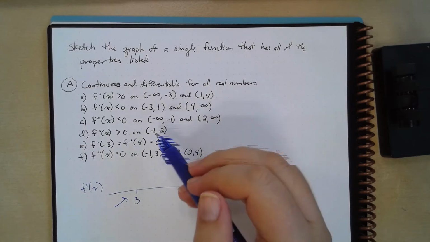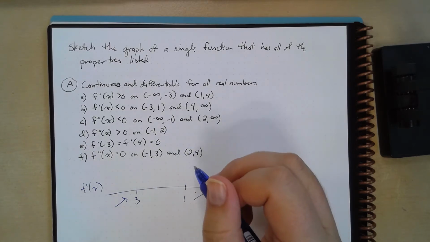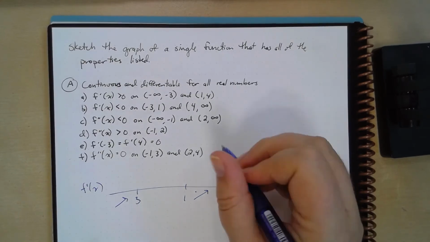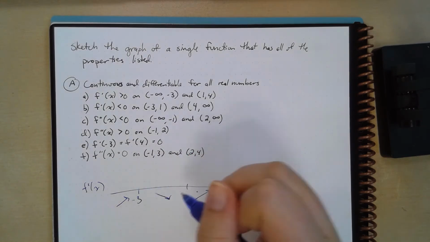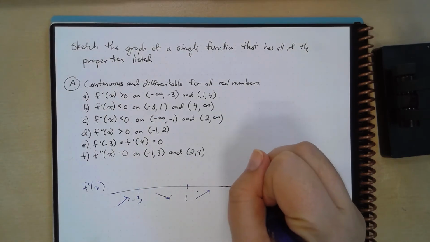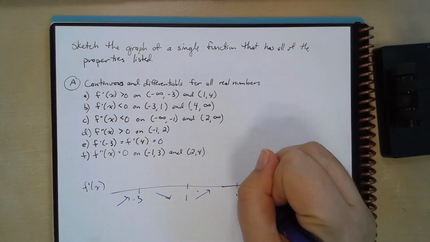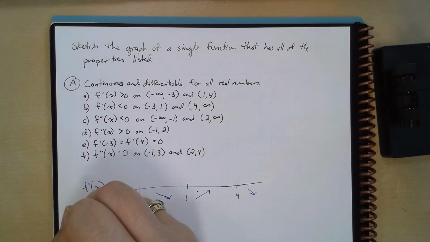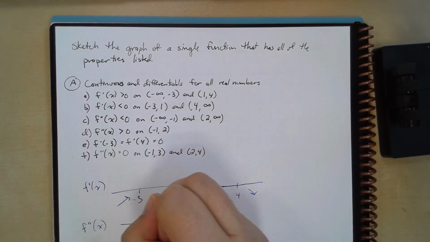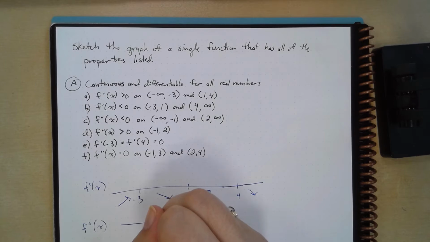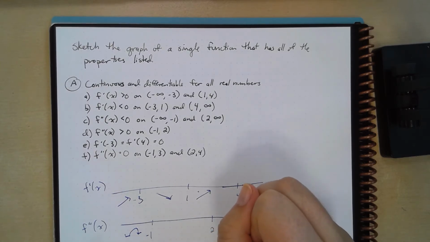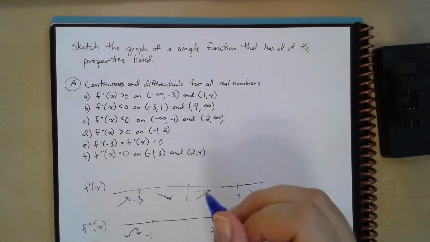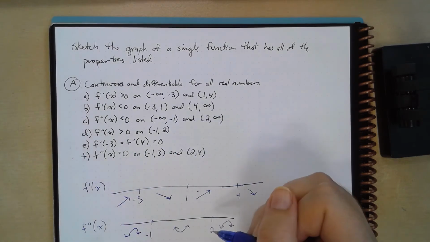But it's less than 0 from -3 to 1 and from 4 to infinity, okay? So, oh, this should be a -3. From -3 to 1, decreasing, and from 4 to infinity, we are again decreasing, okay? There's our first derivative test. Now let's talk about the second derivative, okay? So from -infinity to -1, it's less than 0, so concave down. From 2 to infinity, it's less than 0, concave down. But from -1 to 2, it's greater than 0, so it's concave up.